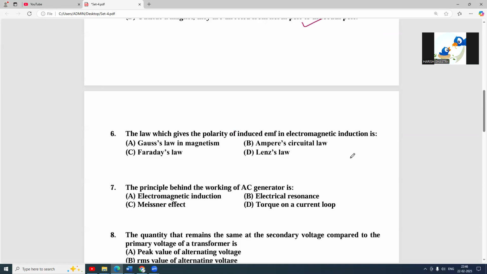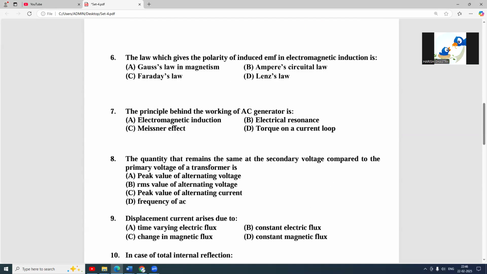6. The law which gives the polarity of induced EMF in electromagnetic induction is Lenz's law. It gives the polarity, and it is also the law of conservation of energy. The principle behind the working of an AC generator is electromagnetic induction. When a coil turns, the flux linked with the coil changes, thereby inducing an EMF.